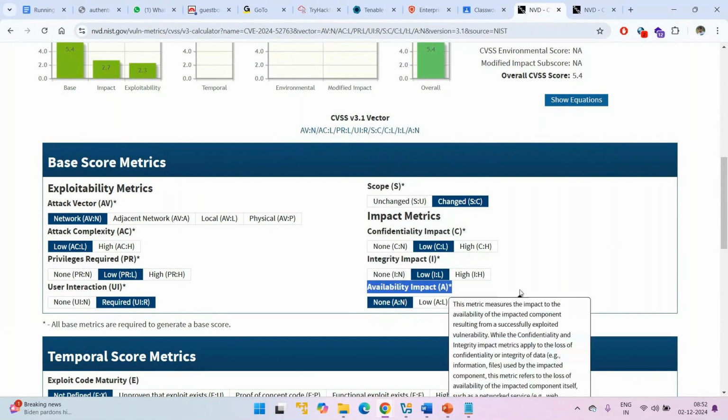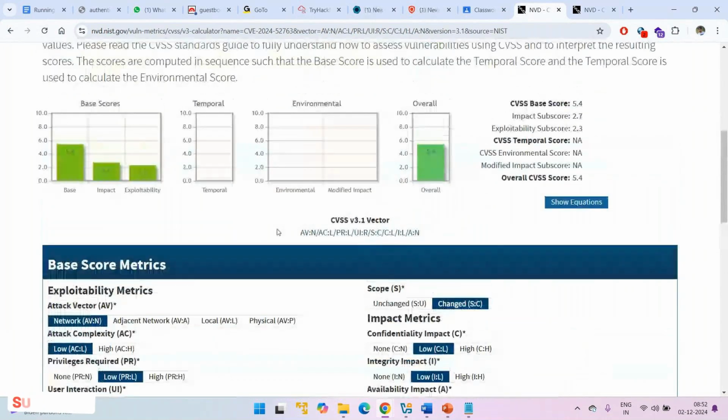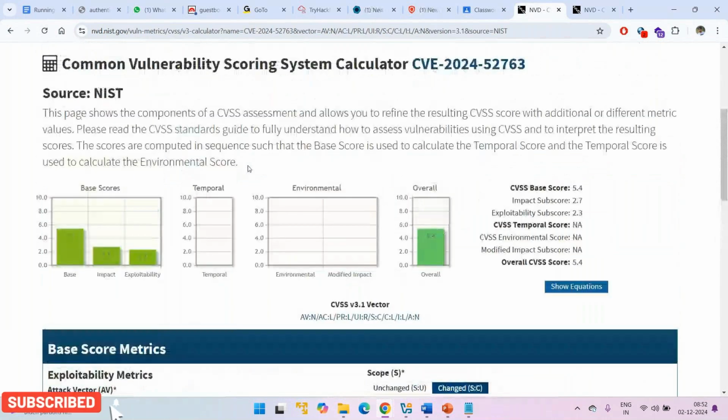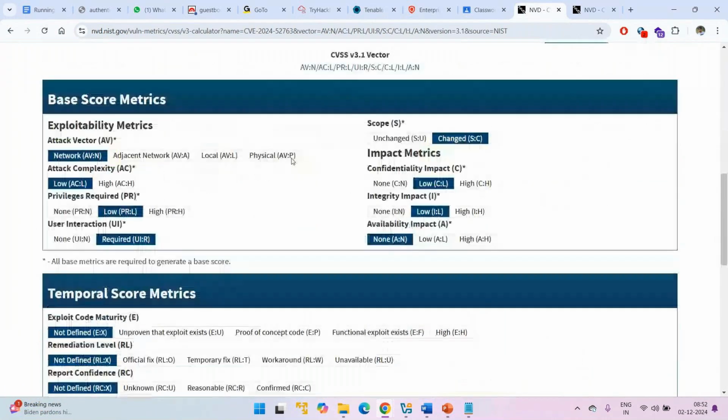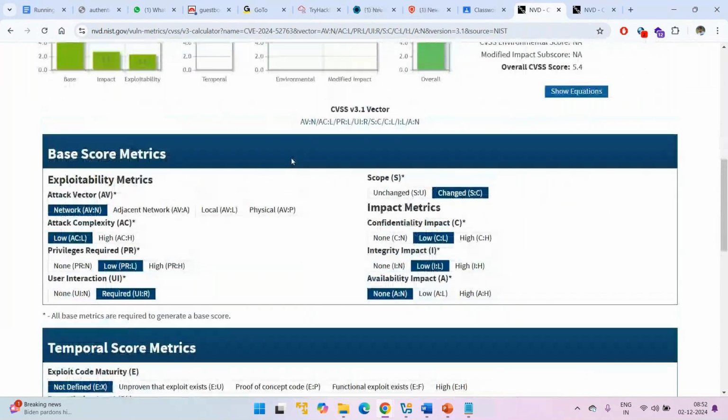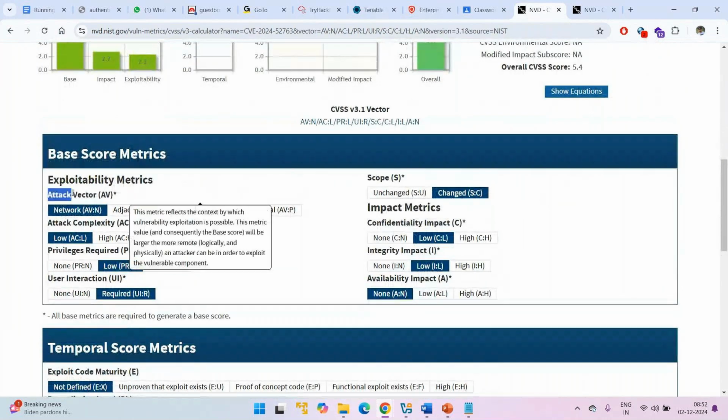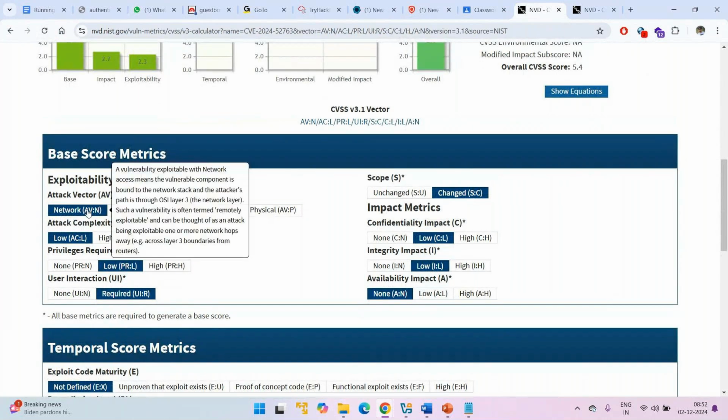So this is basically a cross-site scripting attack. We have already seen that, right? So that cross-site scripting attack can be exploited via network, right? Attack vector is what? Network. Just now we have learned it, right? What is attack vector?